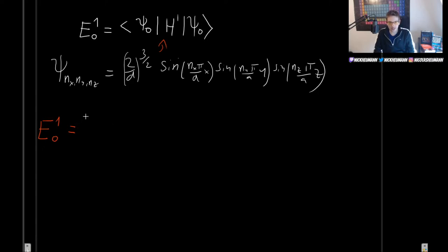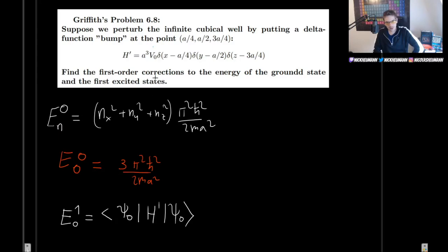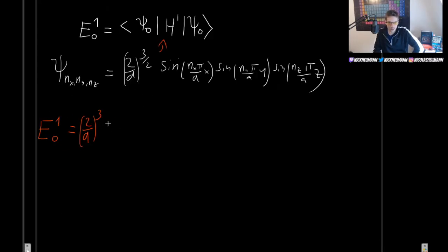So what is that? Well, let's pull all the constants in front. So (2/a) cubed, since this term is going to be squared and the square root goes away. Then from our Hamiltonian, we have a cubed and V0, so times a cubed times V0. And now comes everything that is going to be inside of the integral. So we are going to have a triple integral. I'm just going to put everything in there from 0 to a, all of them.